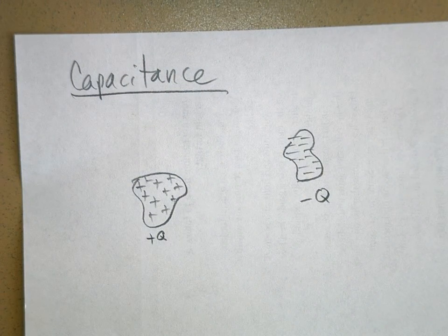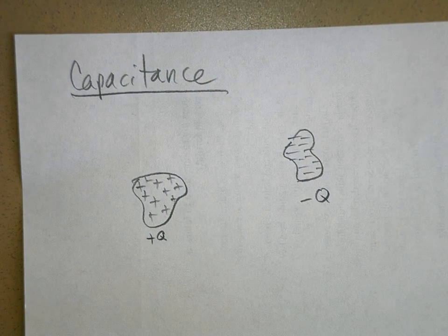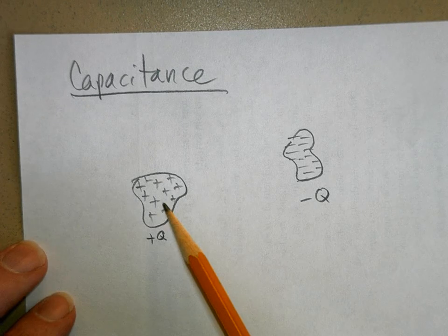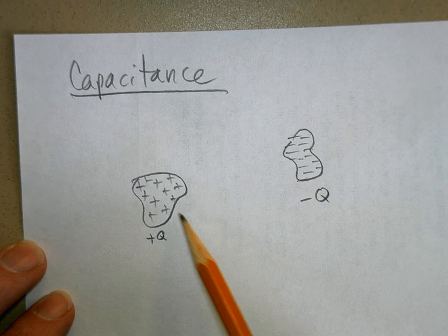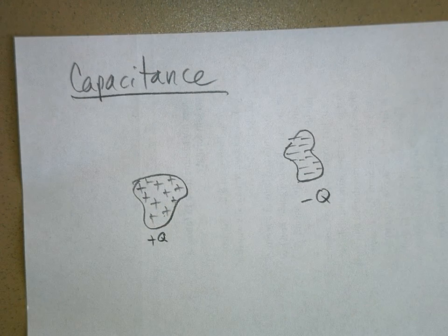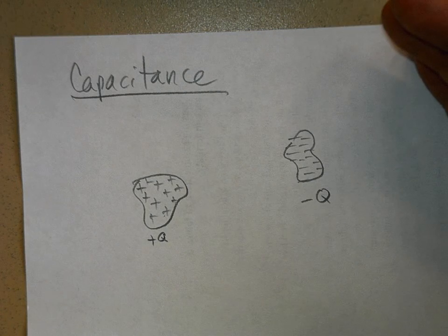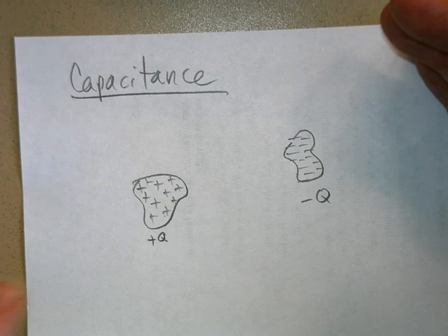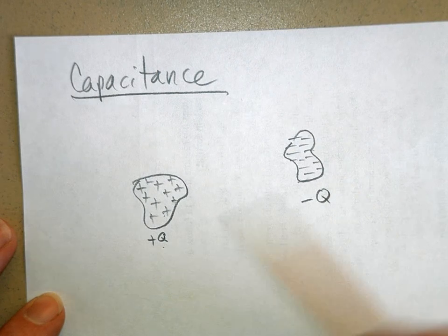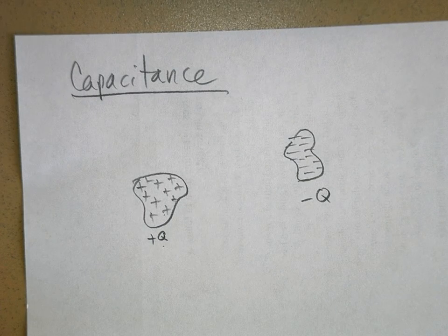Actually, capacitors are always electrically neutral in that you've got charge separation where you've got positive and negative charge, and that charge is the same amount. Okay, so the net charge on a capacitor is 0, but on one side you'll have positive and on the other side you'll have an equal amount of negative charge.